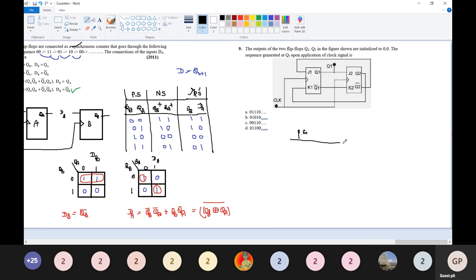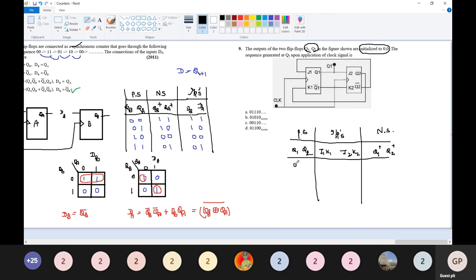Present state: Q1 and Q2. The sequence is given in Q1 and Q2, so we'll be using the same sequence here. Then the flip-flop inputs: J1, K1, J2, and K2. And the next state: Q1 plus and Q2 plus. Initially it is given as 00, so we have to put 00 here.